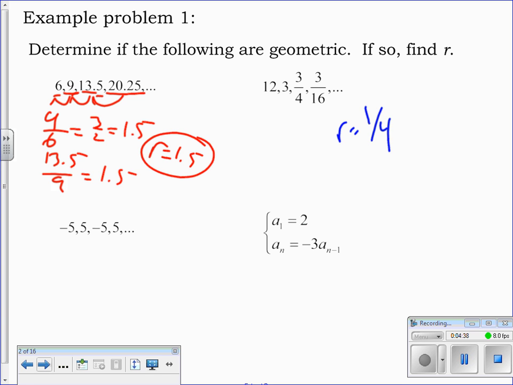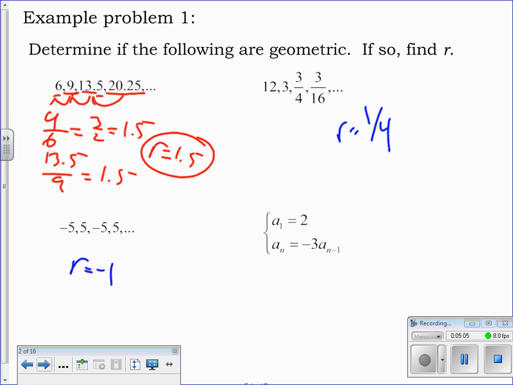Okay. What about this one here? Negative 5 over 5, negative 5 over 5. What am I doing? It's negative 1. I'm multiplying by negative 1 every time. This is geometric. r is negative 1. And then the last example. This is a recursive formula.